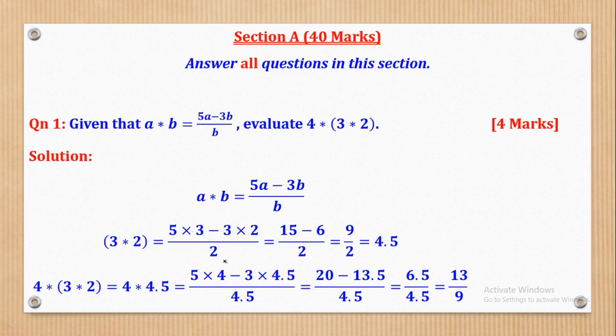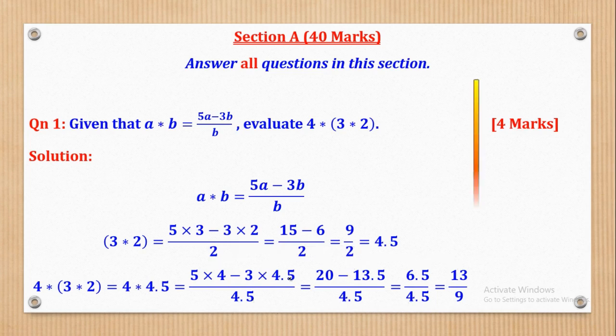After substituting, we shall simplify. So 5 by 4 gives me 20, 3 by 4.5 gives me 13.5, and 4.5 remains there. Then when I subtract this, I'll come up with 6.5, down I have 4.5. When I simplify this, I'll come up with 13 over 9. So basically, that's what they wanted in question 1.